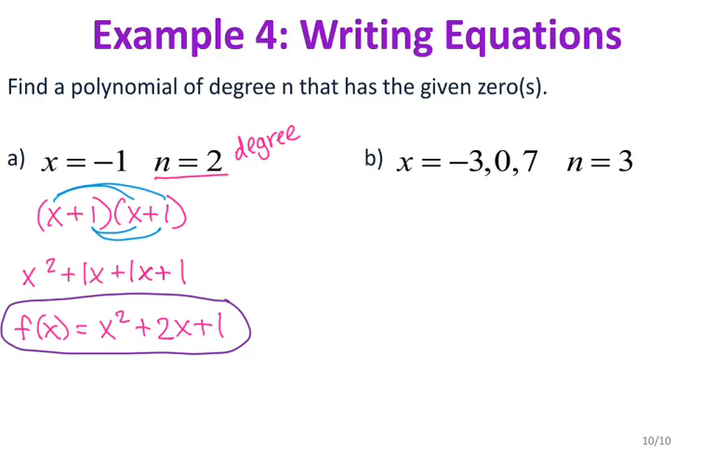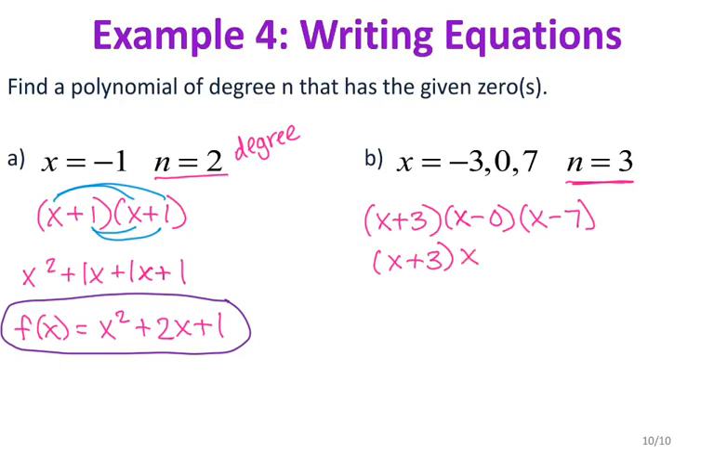All right, for letter B, I'm going to go ahead and set up my factors. My degree for this one is 3, which means in the end, I should end up with an x cubed. But let me set up my factors. 0 at negative 3 gives me the factor of x plus 3. 0 at 0, x minus 0. 0 at 7, x minus 7. The x minus 0 looks weird, not a fan, so I'm just going to write that as just x.